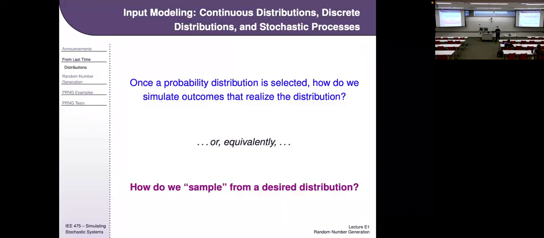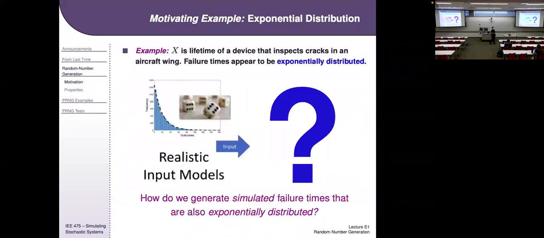Okay. All right, so once we select a probability distribution, how do we actually get the computer to generate that probability distribution? Another way to say that is, how do we sample from a desired distribution? The example here is, let's say I have the lifetime of a device that expects cracks in an aircraft wing, and the failure times are exponentially distributed. I've picked an exponential for the failure time. How do I get the computer to generate that exponential?